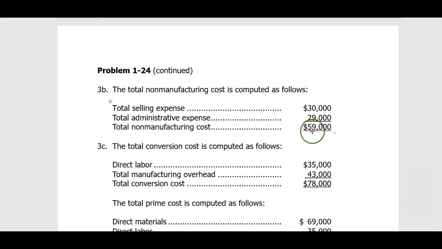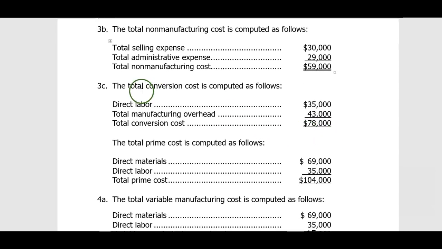Part 3C, what is the total conversion cost and prime cost? By definition, conversion cost will be your direct labor and your manufacturing overhead. So we see that right here. Direct labor, all of your overhead, those are total conversion cost.